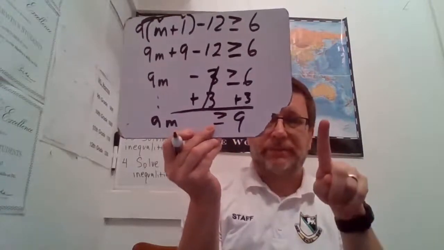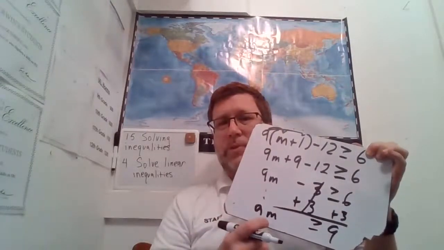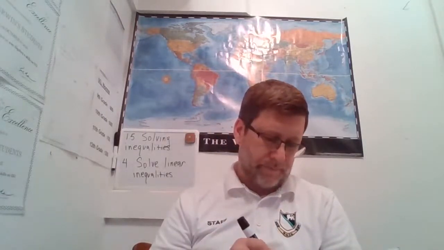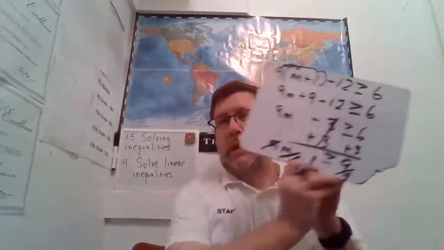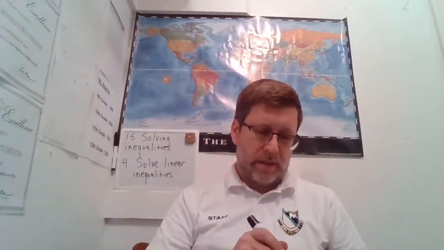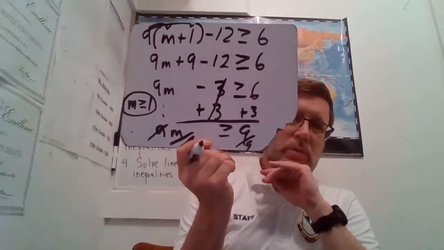We're not done yet. Let's divide by 9. Why? Because it's 9 times M. Do the opposite operation, which is divide by 9. The 9's cancel out, and 9 over 9 on this side is 1. So M is greater than or equal to 1.